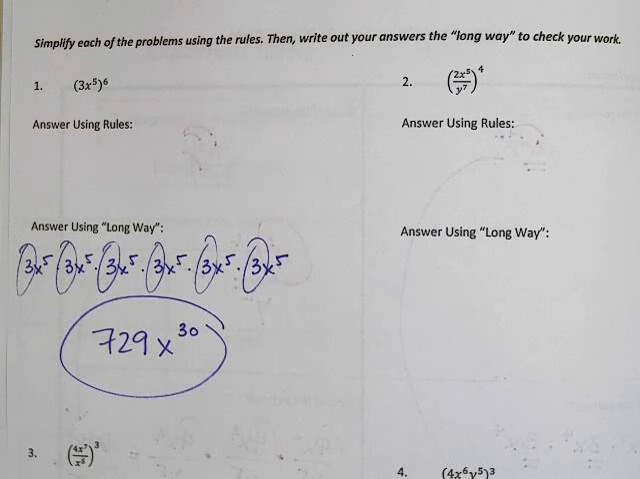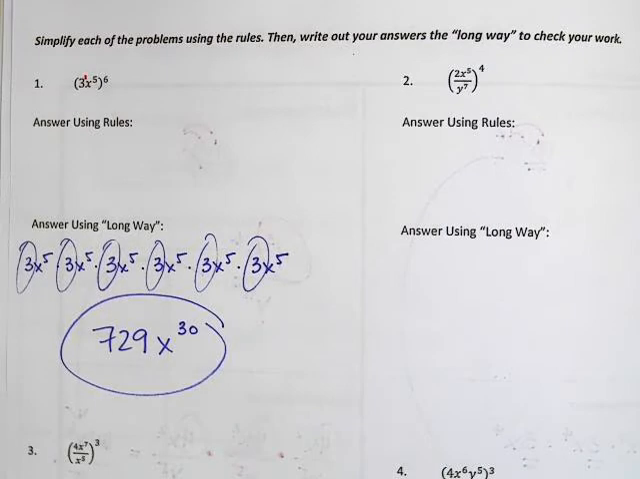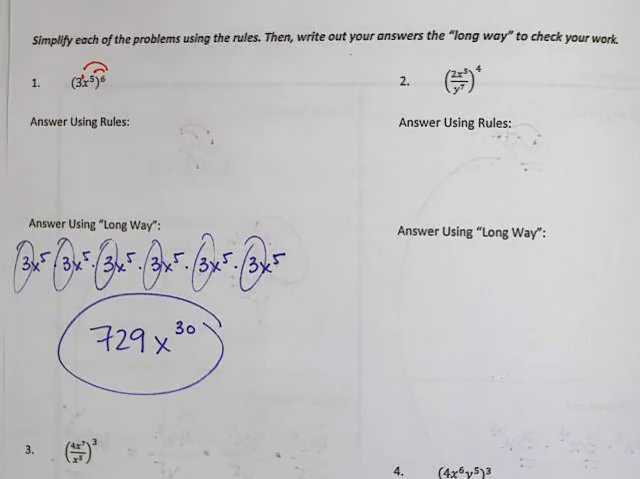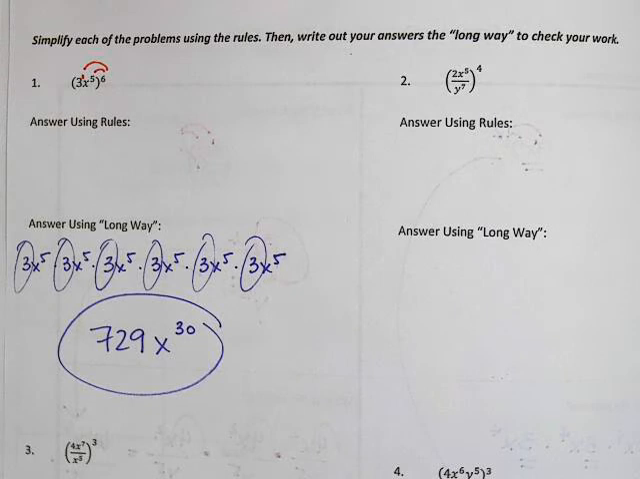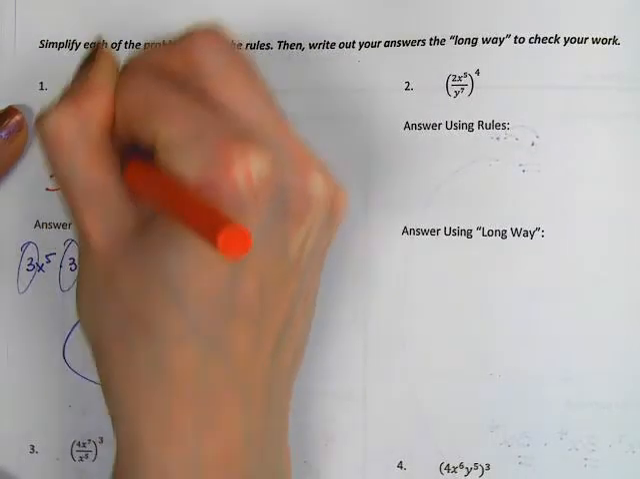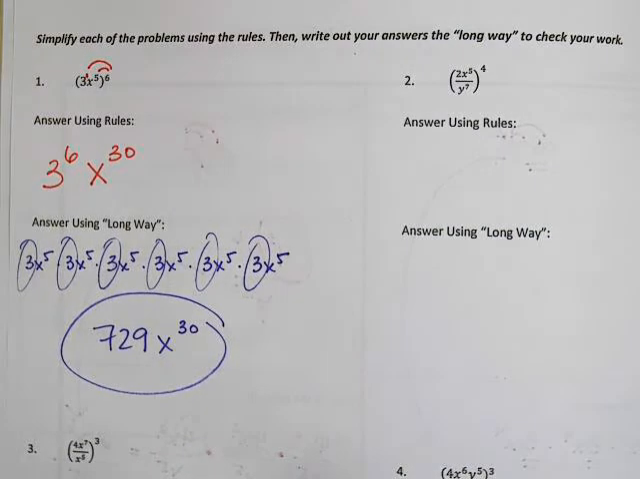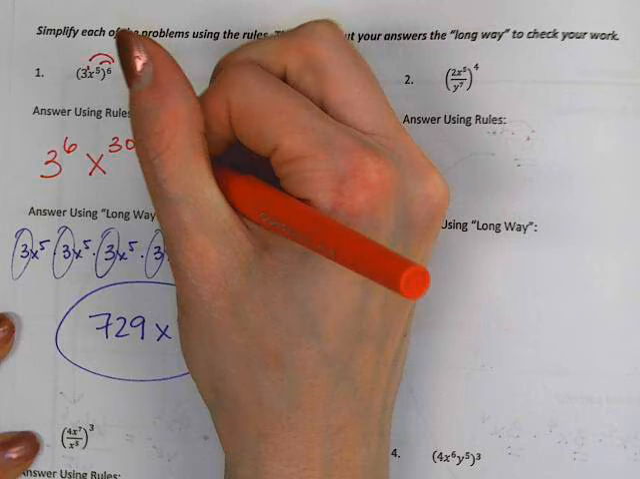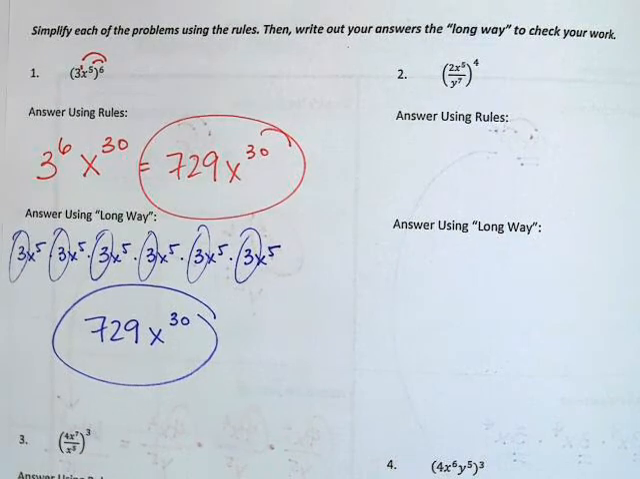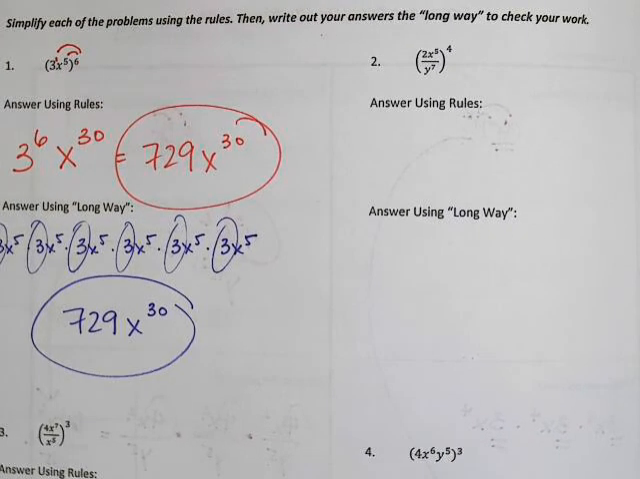Now, using the rules is much easier. We give the base 3 a little 1, and we distribute the power by multiplying it to the exponents. So it's going to be 3 to the 6th power, x to the 30th power. And then you would actually have to calculate this. 3 to the 6th power is 729, x to the 30th. Okay, much easier if you know the rules. All right, let's do number 2.